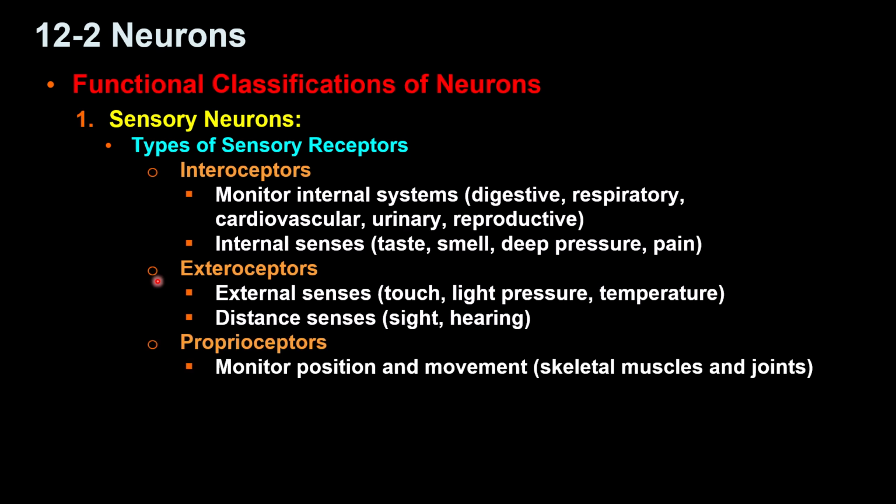And the third one is called proprioceptor, and these are the ones in the skeletal muscle and joints and the tendons. They are important for the position of the body and also provide information about the movement of the joints. When the muscles contract, the joints move, and that information is sent to the brain.